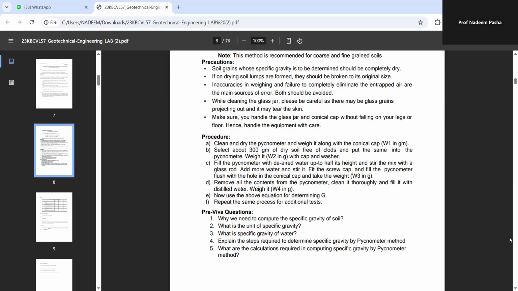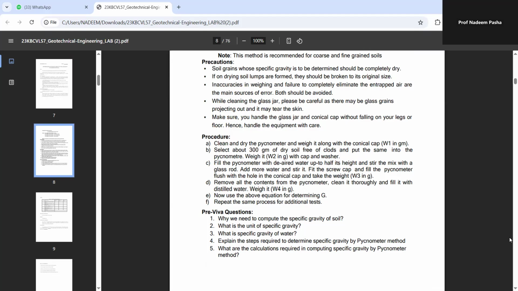Now, what are the questions which are likely to be taken into account or asked during the Viva? So, the pre-Viva questions: first, why do we need to compute the specific gravity of soil? What is the purpose of calculating specific gravity of soil? Next, what is the unit of specific gravity? Number three, what is the specific gravity of water? Fourth, explain the steps to determine specific gravity by pycnometer method. Fifth, what are the calculations required in computing specific gravity by pycnometer method?